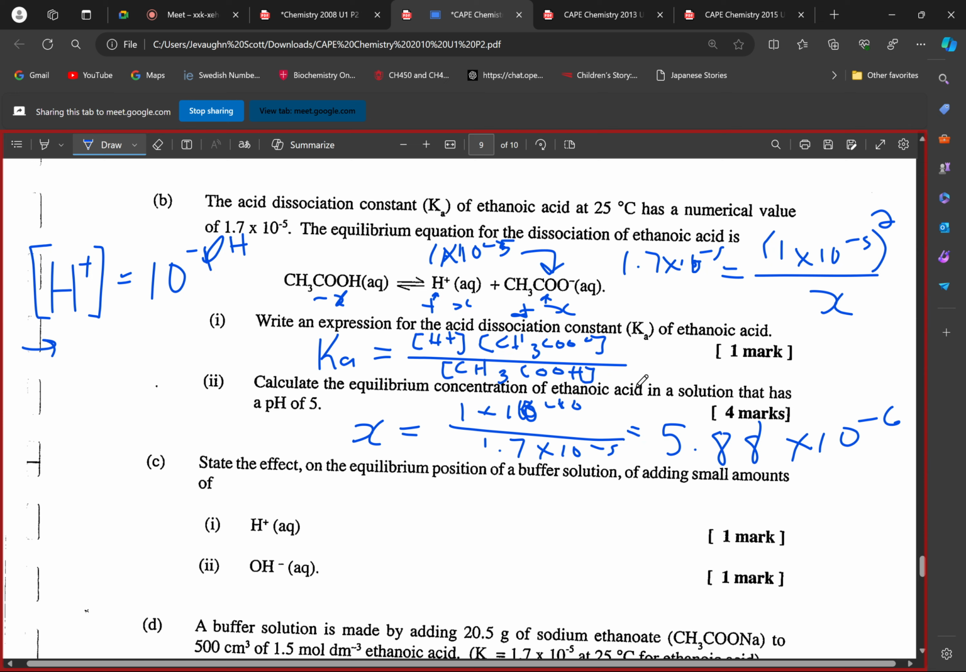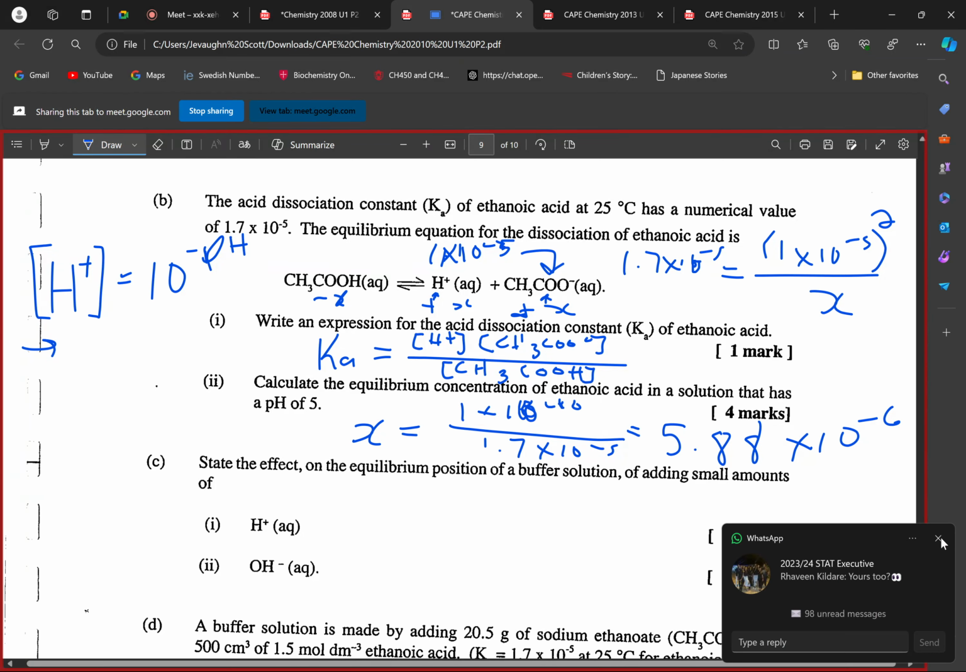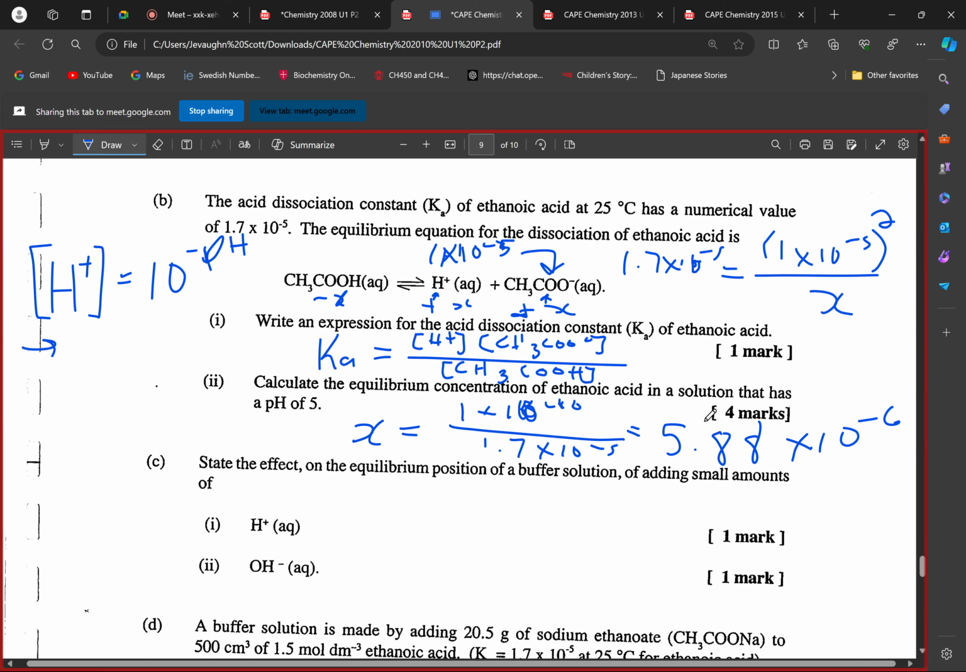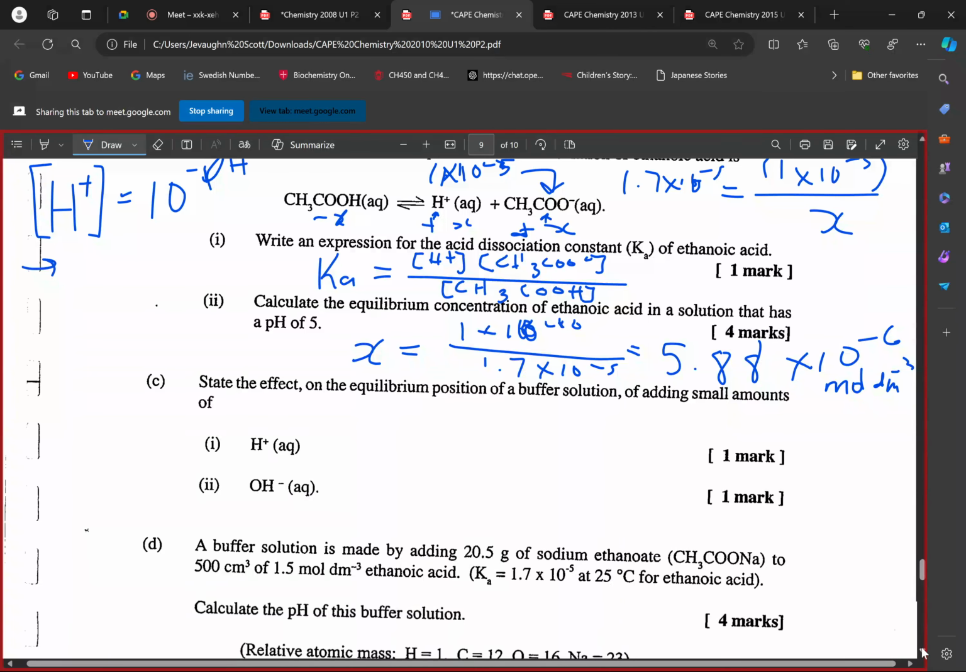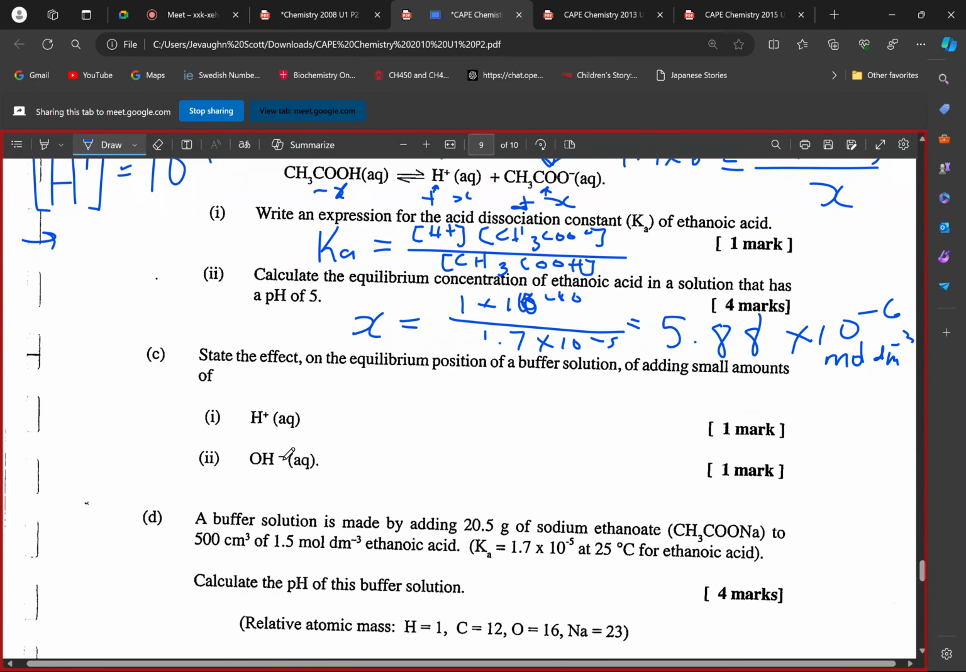Lovely. Alright. So wait, hold on, you'll still only get 3 marks for this. And why? What is missing? The units. And the unit of concentration is? Moles per dm cubed. Lovely. Alright, moving on. State the effect on the equilibrium position of a buffer solution of adding small amounts of acid or base. So you need to know the effect on the equilibrium. So if we add small amounts of acid, what will happen to the equilibrium position?